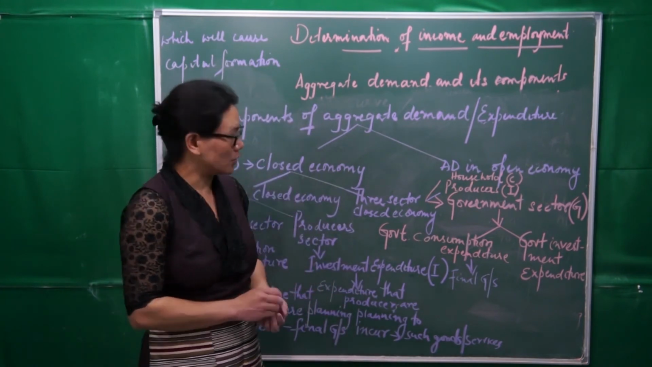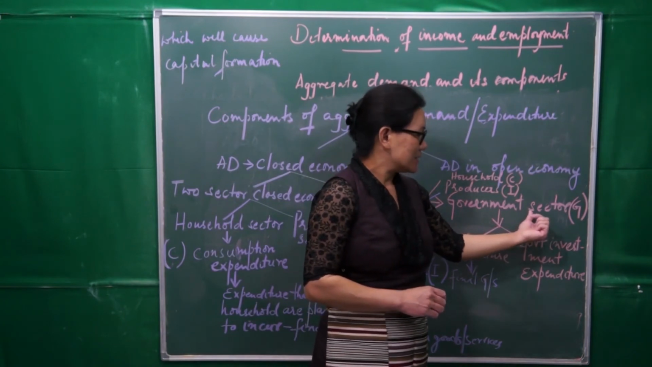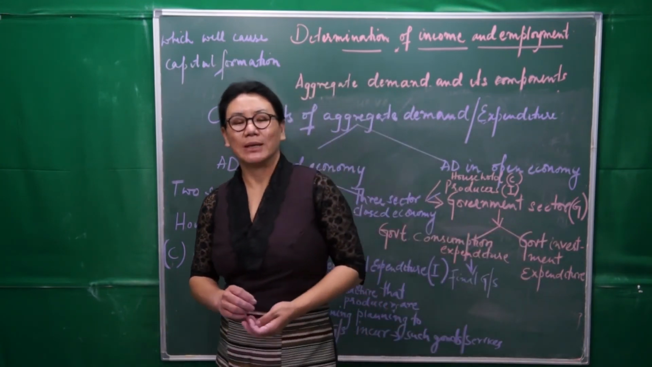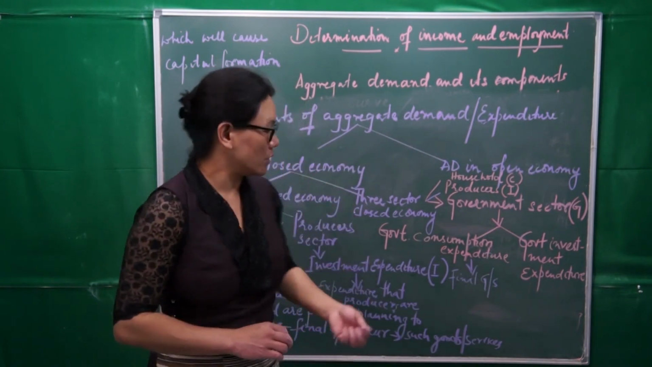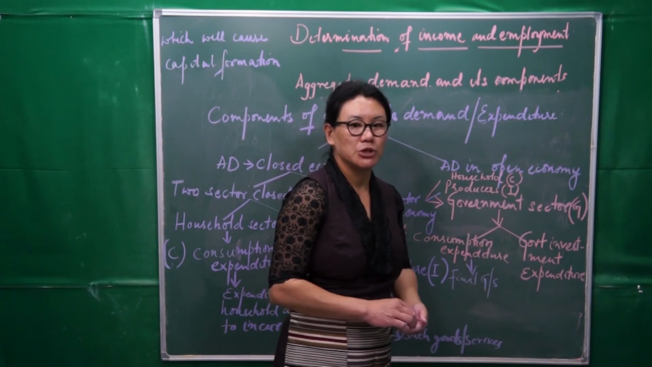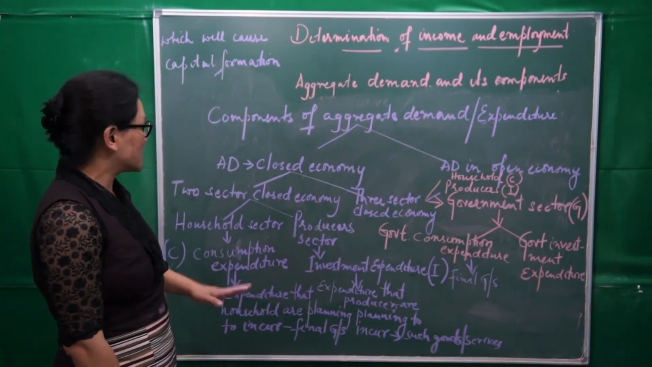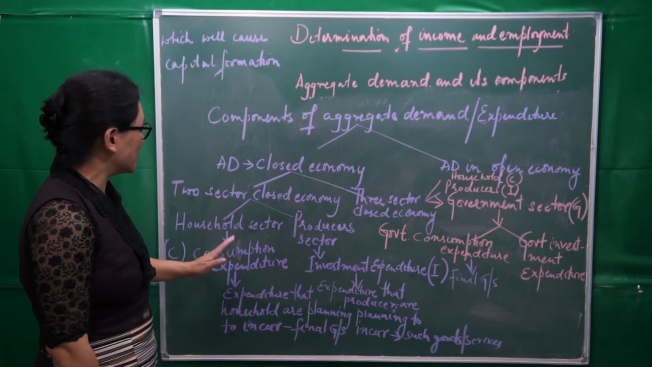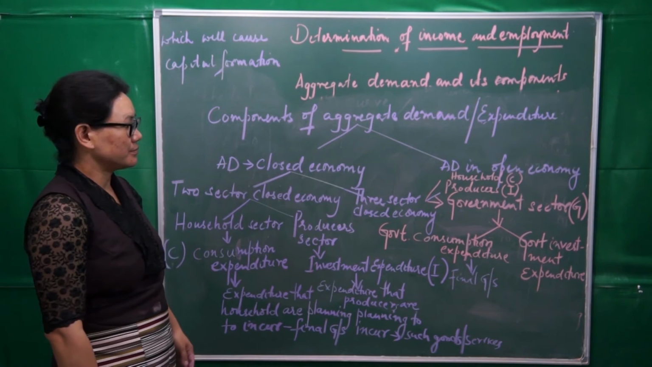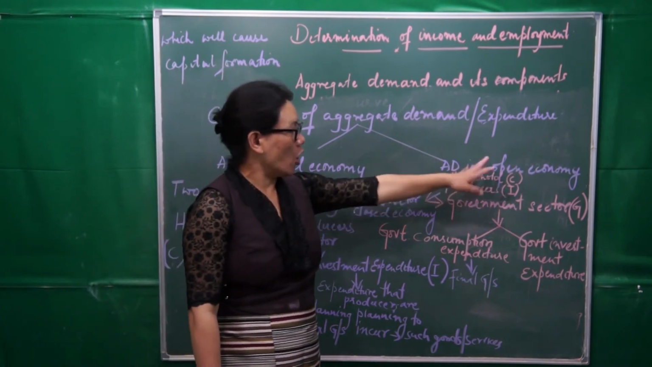Is that clear? Okay. Now see here, what is this government expenditure? Expenditure that the government is planning to incur on these two is called as government expenditure. Alright, okay. So like this, we are done with the components of AD in closed economy. Alright, now we go for AD in open economy.